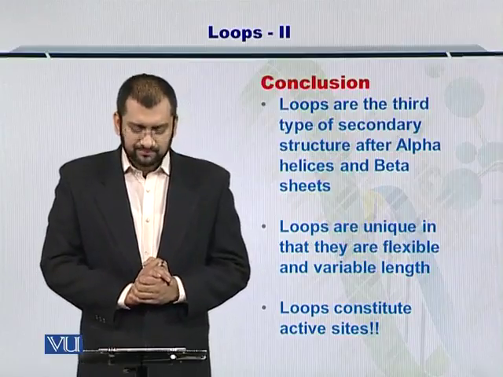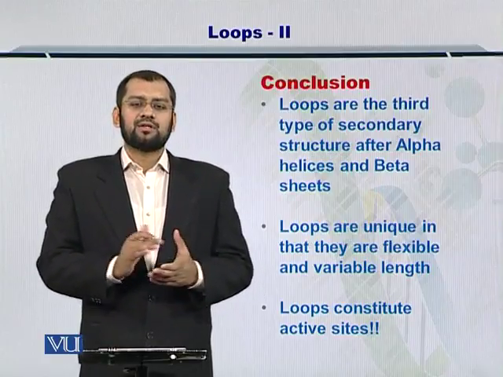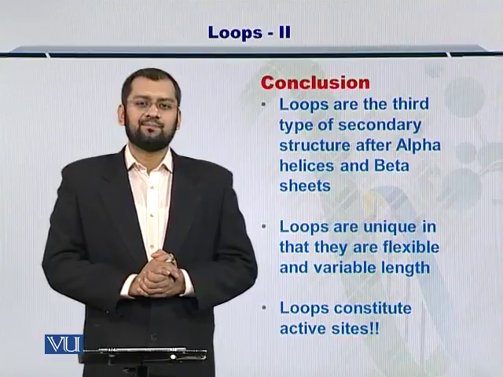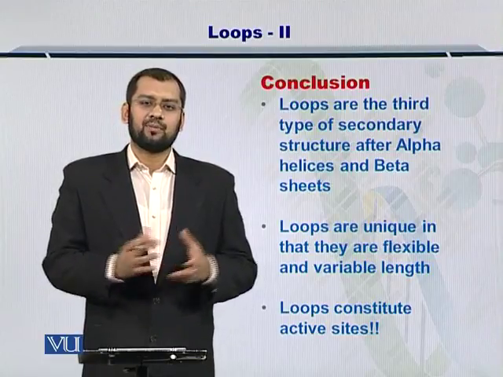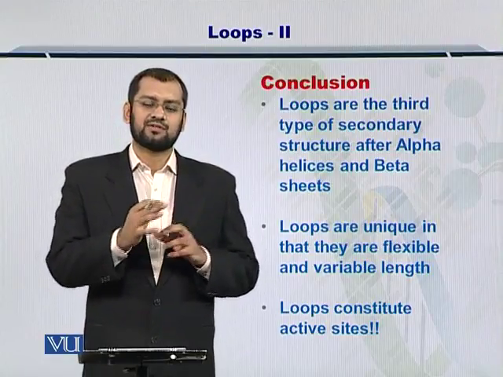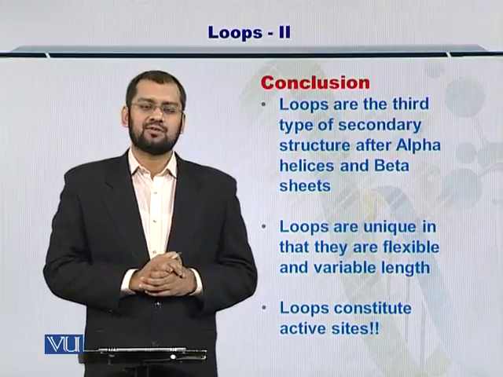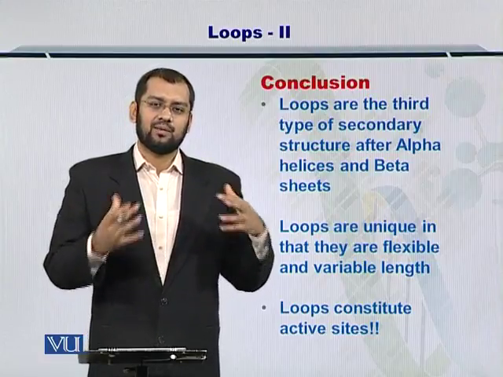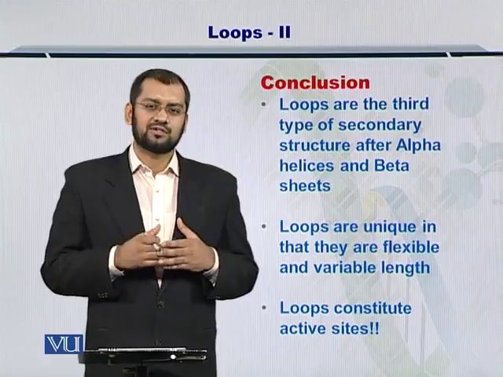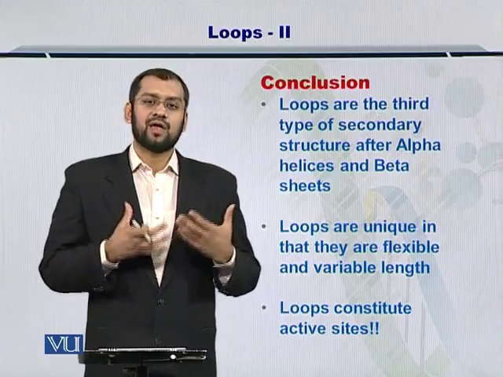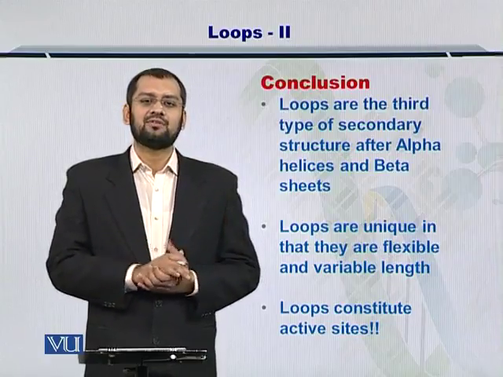And in conclusion, the loops are the third type of protein secondary structure, and they are very useful because they bring together the secondary structures such as alpha helices and beta sheets. And also, while they bring these other secondary structures together, they constitute active sites or functional sites in the proteins.